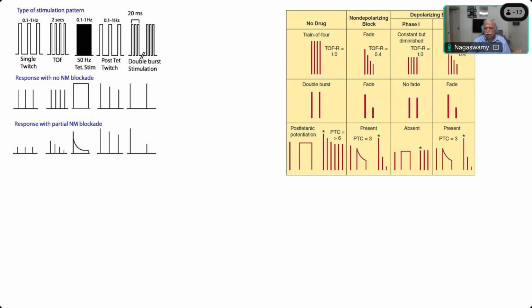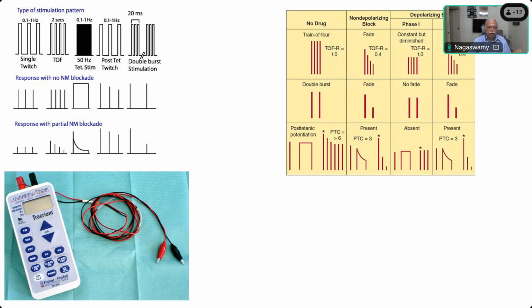And this is another way of putting in the same thing, comparing between non-depolarizing and depolarizing block, which can all be done in a faster way. And for those who have not seen a stimulator, this is the peripheral nerve stimulator with the various functions marked here. You can see the single twitch, train of 4, tetanic, and double burst. All these things are present in this.